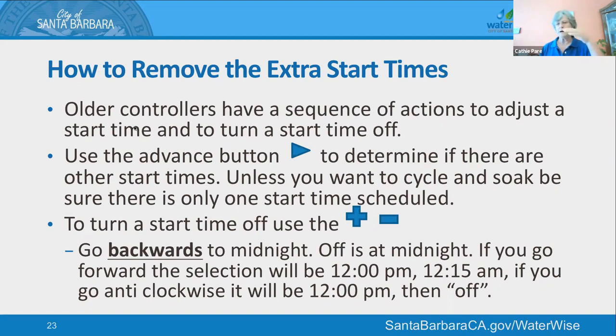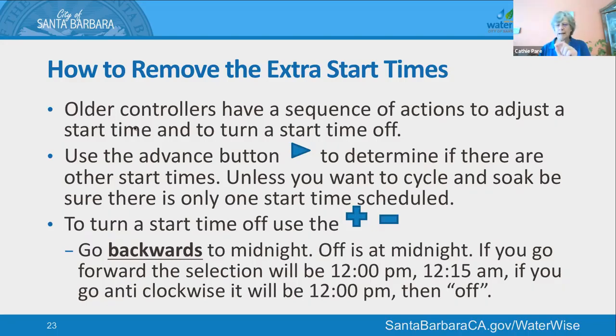The biggest thing I see though is that, and it's usually gardeners, can be homeowners, but you'll have exactly the same time scheduled on each one, because some of the older controllers, there's a trick to getting to the off portion of the time. You have to go backwards. So you've taken your center dial, you've turned it down to start time. Once you have the start time number 1, which you want to keep, you push the advance button, go to start time number 2. You want to put that to off. You have to go backwards to midnight.